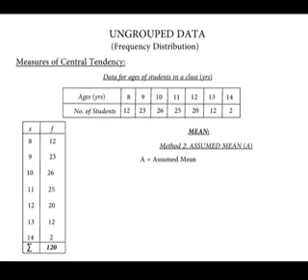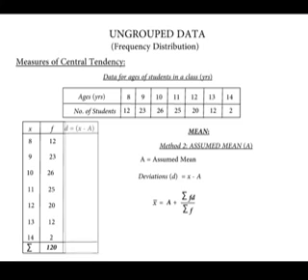After we choose the assumed mean, we find by how much each observation differs from the assumed mean. This difference is called the deviation d. d is equal to x minus a. And then, mean is given by a, the assumed mean, plus summation of fd over summation of frequency. From the formula, it means we need a column for d deviations and then another one for fd.